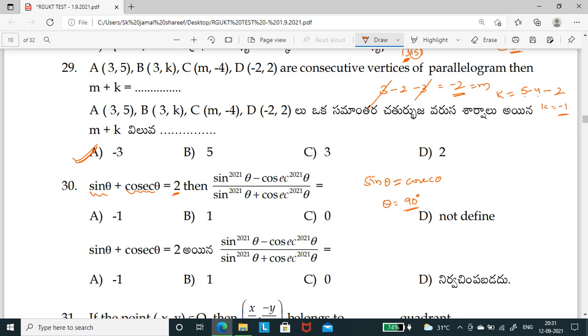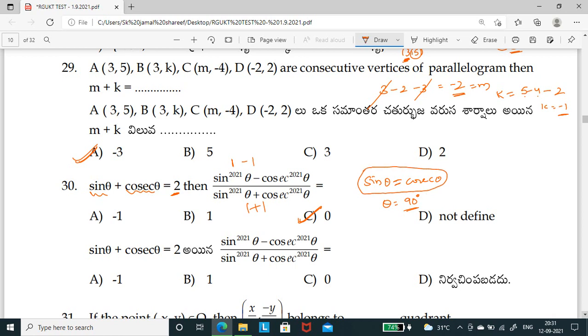So when theta is equal to 90 degrees, this gives me 1 minus 1 in the numerator and in the denominator 1 plus 1. So 1 minus 1 is 0, 0 by 2 is 0. Right? So when two reciprocal functions' sum is equal to 2, then simply you can say that those two terms are equal.